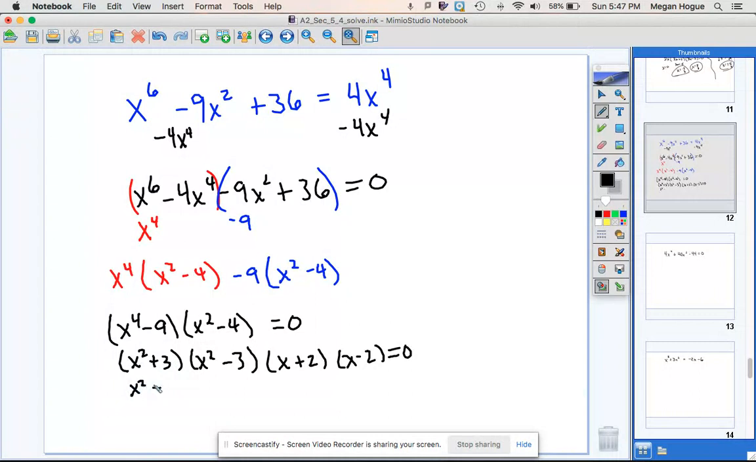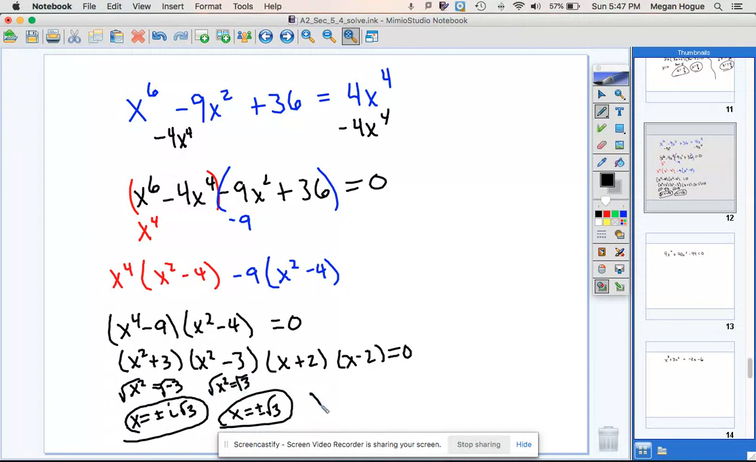Oh, here's one that I was talking about. We're going to get x squared equals negative 3. So when I go and square root, I'm going to do plus or minus i square root of 3. This one, x squared equals 3, so x equals plus or minus square root of 3. Now this was a doozy. X equals negative 2. X equals 2. Let's see, 1, 2, 3, 4, 5, 6 answers. If you got all those on your own, that's pretty impressive. We're doing pretty well.